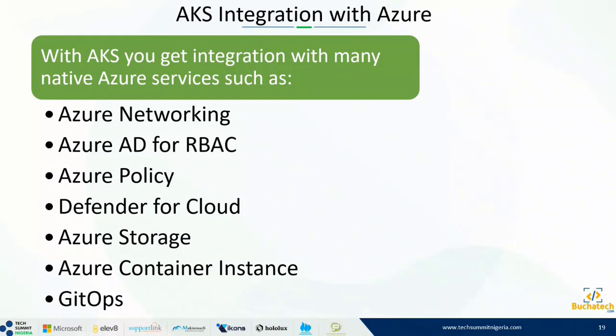Azure Active Directory for RBAC controls. So if you have your user accounts and your groups in there, you can use those to log into your Kubernetes cluster. Azure Networking, Azure Policy for policy and compliance enforcement, Defender for Cloud for security, right? Even Azure Storage. If you're running stateful applications, so if you have applications like databases and you're running those as containers, you can store that data on Azure Storage, which gives you a lot of flexibility and capabilities. Azure Container Instances, as well as GitOps, right?